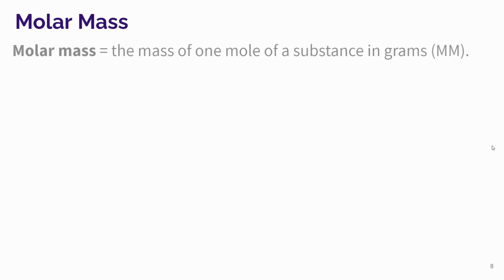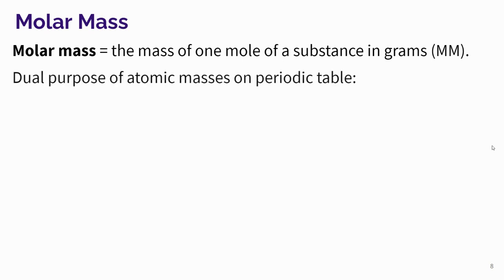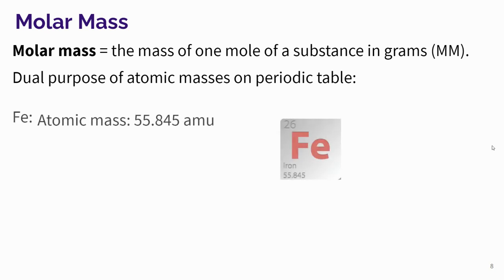Molar mass. The molar mass is the mass of 1 mole of a substance measured in grams, and we can abbreviate this as 2 capital M's, meaning molar mass. And so on the periodic table, there's really a dual purpose for that atomic mass. So let's check this out. Let's consider iron. We know that the atomic mass is 55.845 atomic mass units. That means that 1 single atom of iron, if you could even achieve that, would weigh 55.845 atomic mass units.